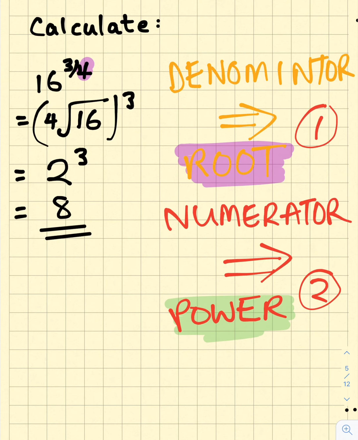So if you go ahead and check it, we had a fractional power, which was 3/4. The numerator is the power. The denominator is the root. Always deal with the denominator, the root, first. So we did the 4th root of 16 first, and that gave us 2. And then we dealt with our numerator, which was the power. We did 2 cubed, 2 multiplied by 2 multiplied by 2, which is in fact 8.